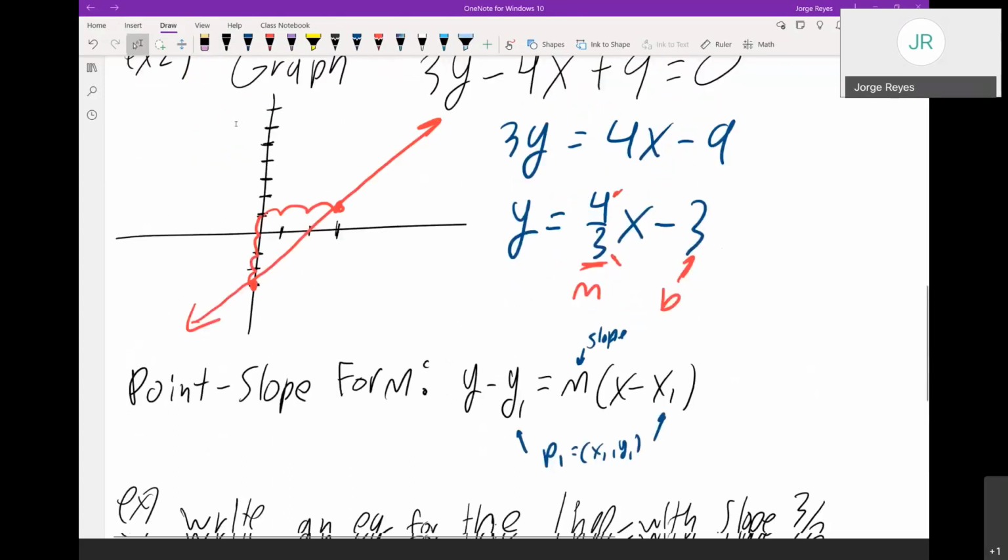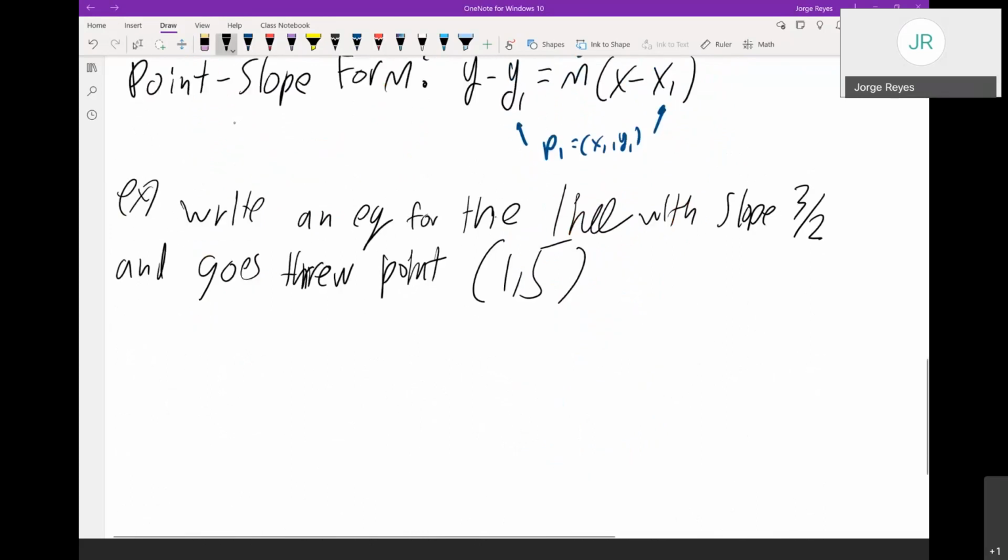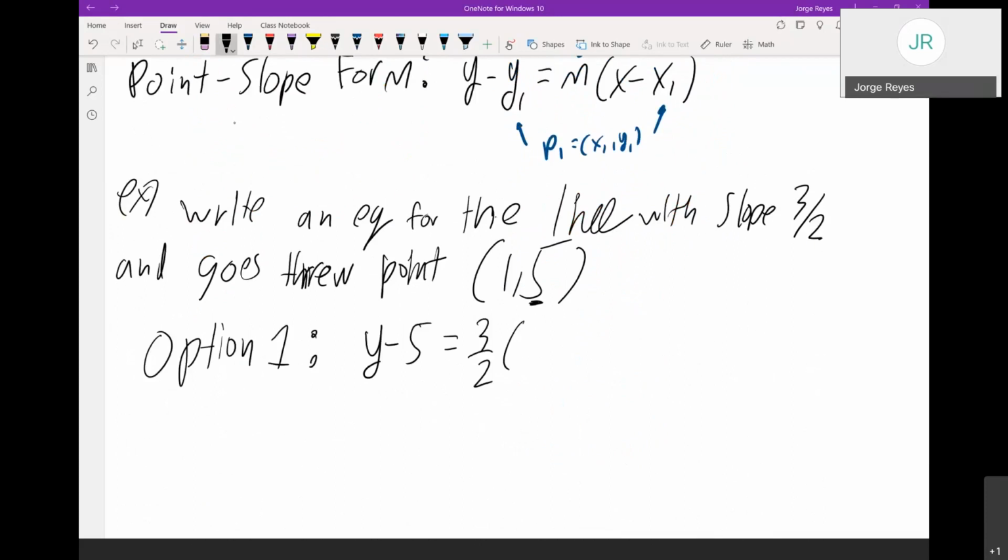Okay, option one is we use point slope form. So option one is use point slope form. So we have y minus y1, so this is 5, equals m parentheses, x minus x1, which is 1. And ta-da, you're done. Okay, so this is why point slope form is nice, is because you are instantly done.